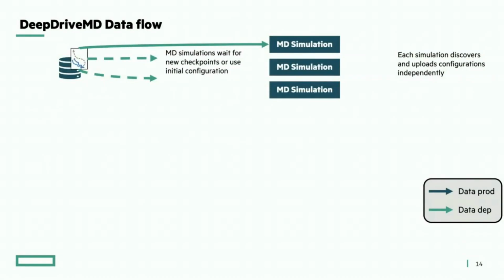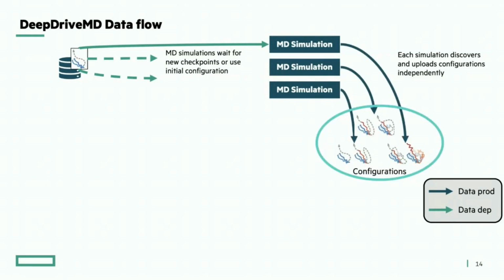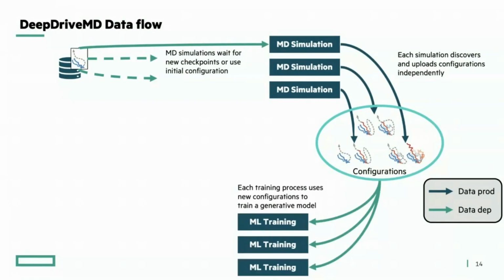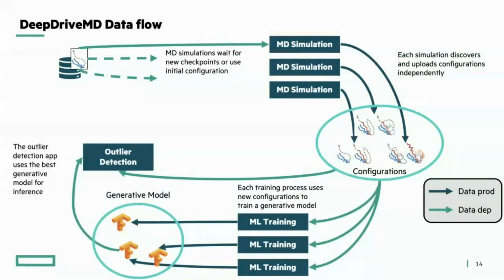And so what does this workflow look like? Okay, so we start an ensemble of MD simulations, molecular dynamics simulations. And we wait for the new checkpoints, either from checkpoints that were from previous simulations or just an initial set of them. So each simulation then discovers and uploads their configurations independently, right? So this is the final state. And then the final states are used to train a generative model of some variety, essentially saying, based on what the final configuration was, what is a new set of configurations that might lead to a lower energy state? The generative model is then fed to an outlier detection application.